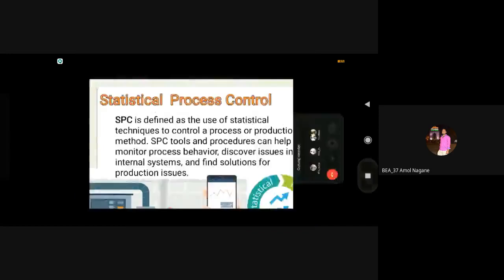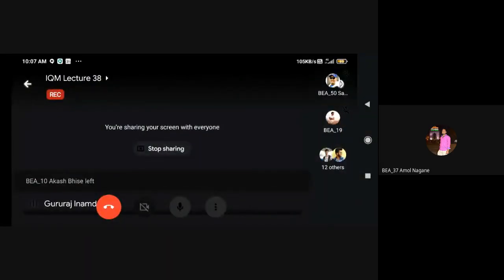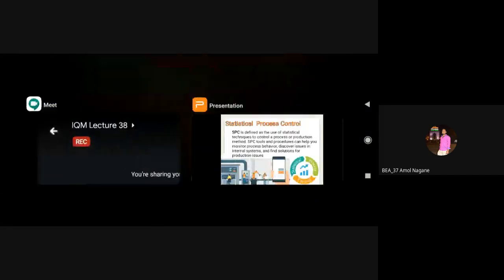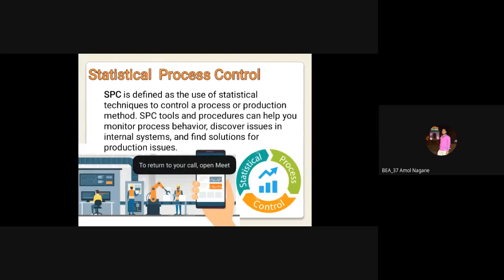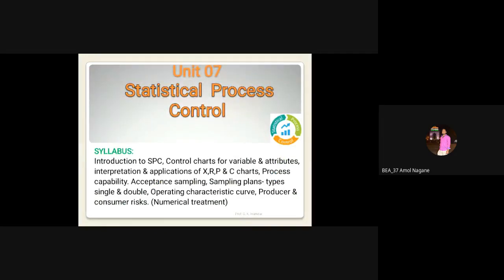So this is very important for quality improvement also. We have to implement statistical data in our industrial organization or any organization. Statistical process control is very essential for record purposes and for analysis purposes.